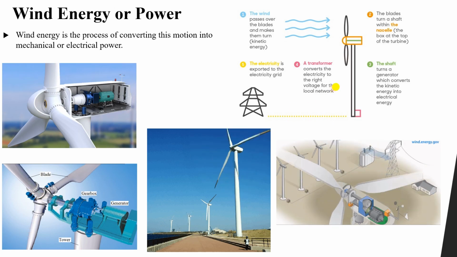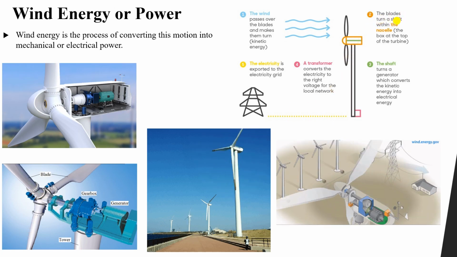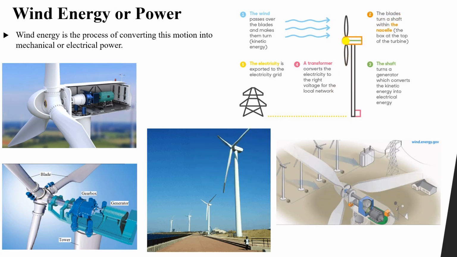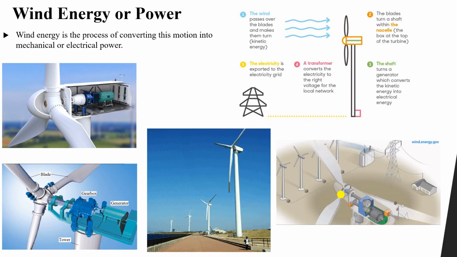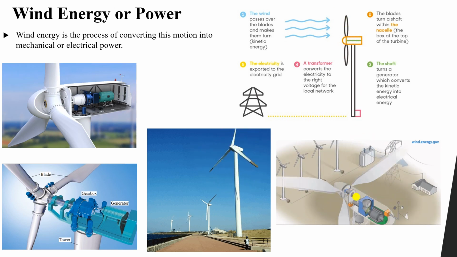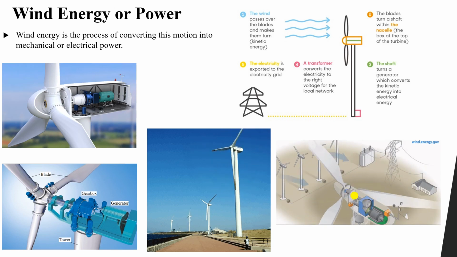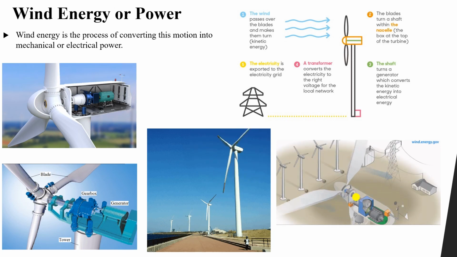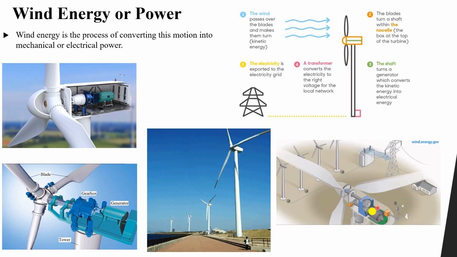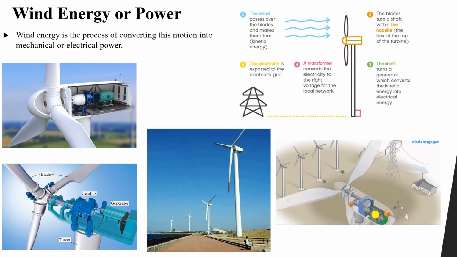Now, the second step is that the blades turn a shaft. You will see a box here, and inside this box you will find a shaft. So when these blades start rotating, they will cause the rotation of a mechanical shaft. Now this shaft produces mechanical power due to the rotation. If we take this motion and connect it to an electrical generator, we will have electricity.